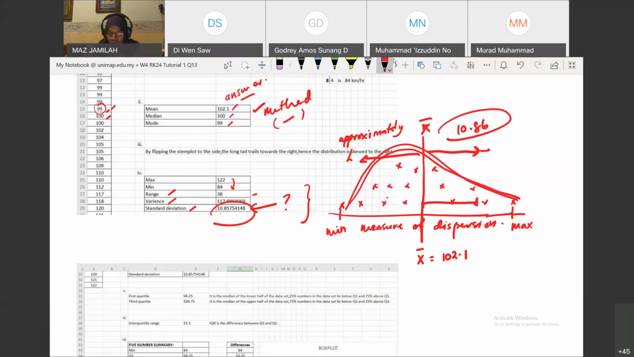If you compare to your range, it is based on only two values, the minimum value and your maximum value. If you are talking about the variance, you have not taken the square root of the value of your distribution. So most of the time we will use standard deviation to describe the distribution of your data from the middle value. Okay, now let's look at the next question.